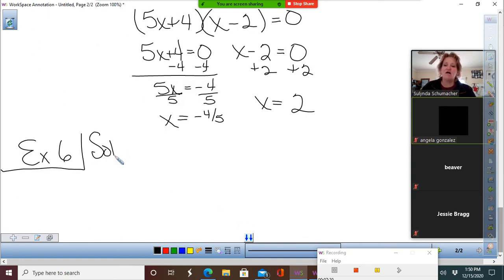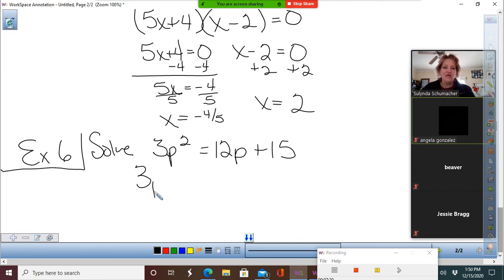Again, I want you to solve. Let's solve for, how about 3p squared equals 12p plus 15. All right, so first we're going to set it all equal to 0. So I got to move it all over. So 3p squared minus 12p plus 15 equals 0.